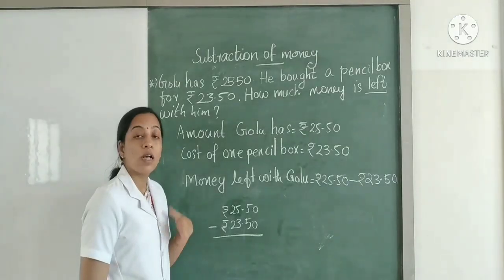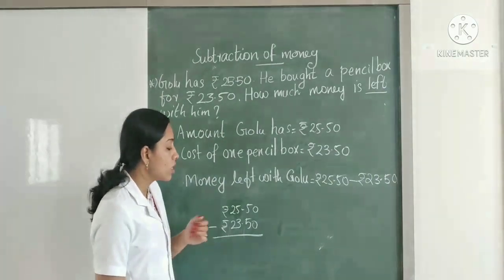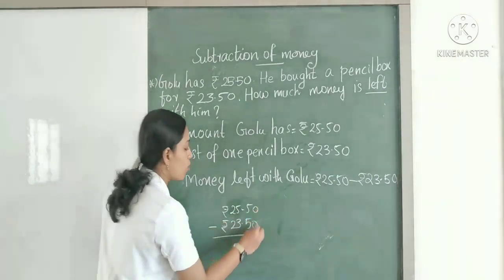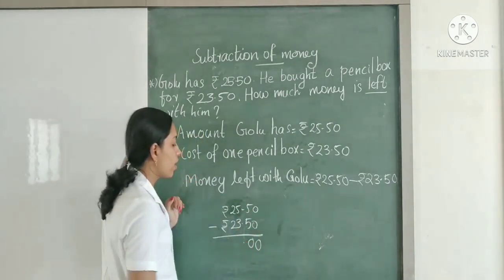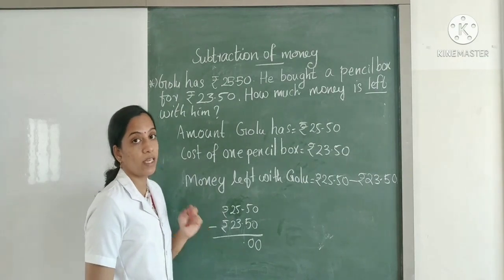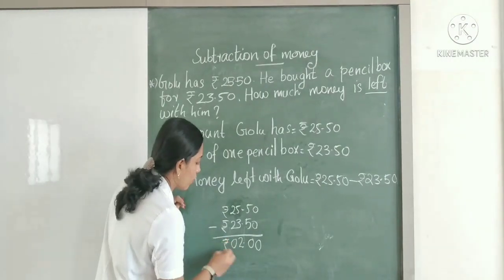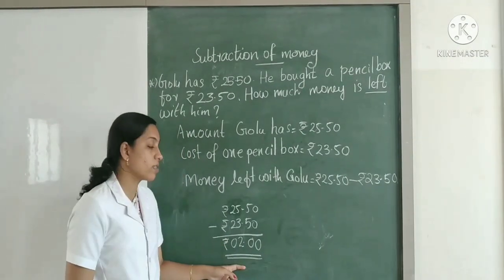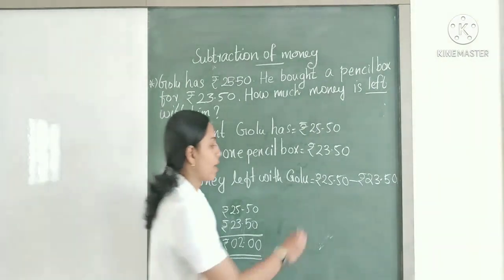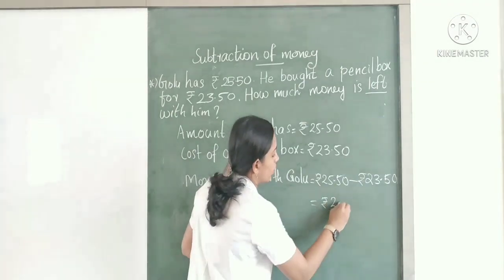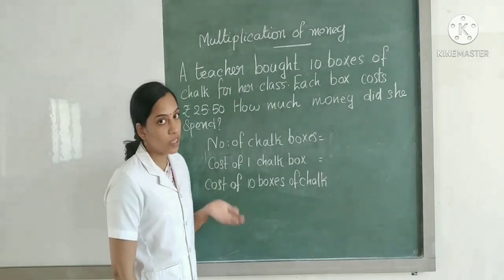50 paise. We know subtraction of money is done in the same way as subtraction of ordinary numbers. So let us start from the right end. That is 0 minus 0, 0; 5 minus 5, 0. Then put a dot. Then 5 minus 3. What is 5 minus 3? Yes, it is 2. Then 2 minus 2, 0. And write the symbol of rupee. So our answer is 2 rupees. That is 2 rupees is left with Golu. So let us write here 2 rupees. Okay children, is it clear? Let us discuss the next problem.